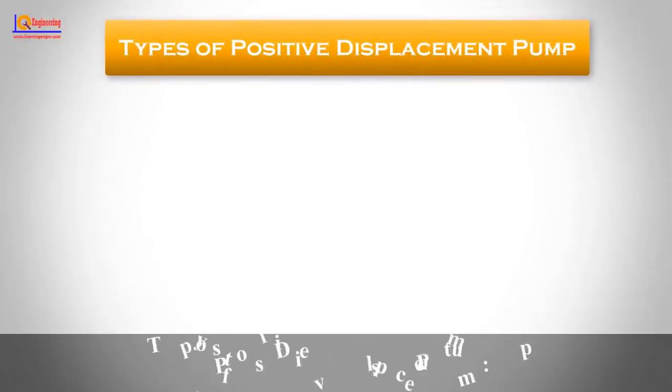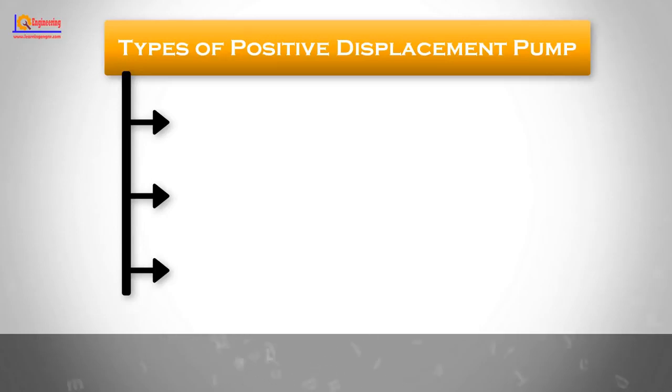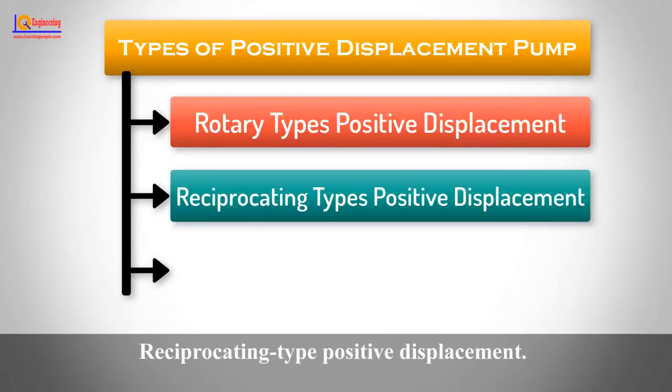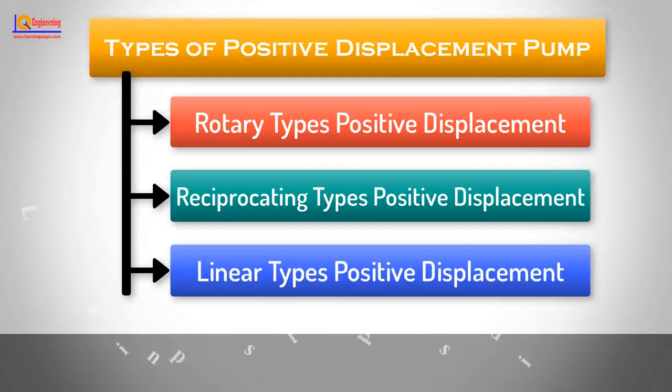Types of positive displacement pump. A positive displacement pump can be further classified according to the mechanism used to move the fluid. There are three types: rotary type positive displacement, reciprocating type positive displacement, linear type positive displacement.